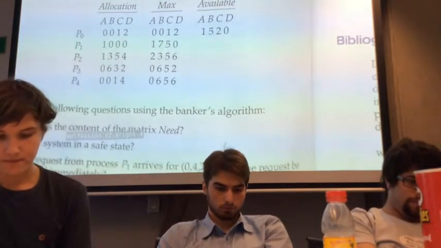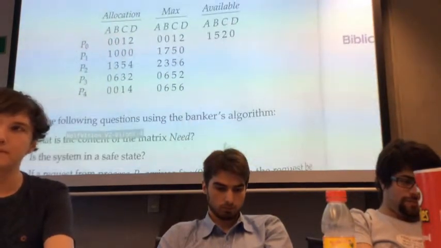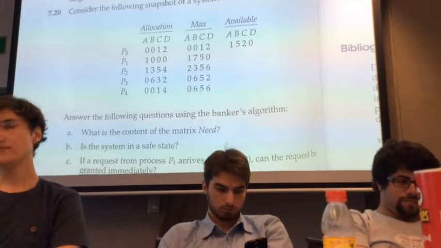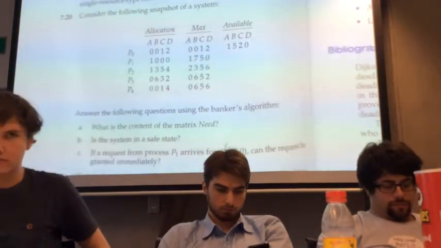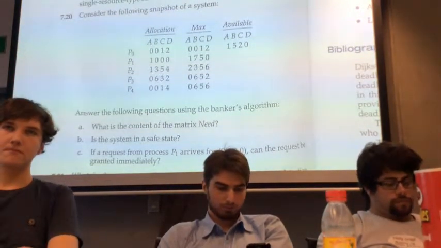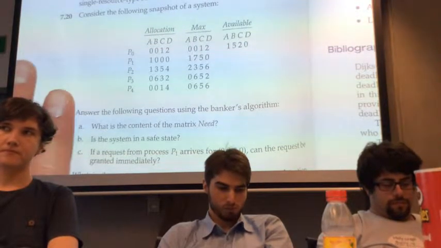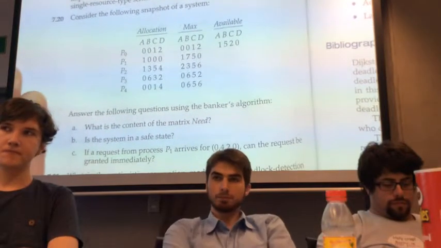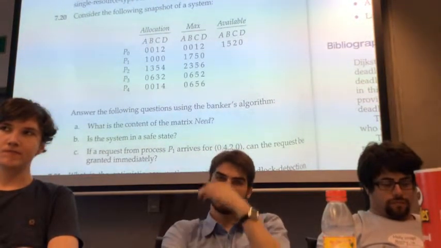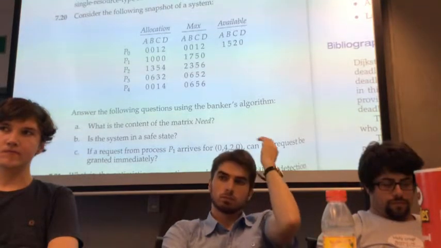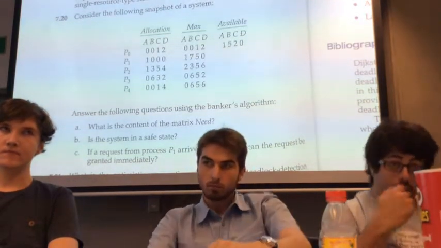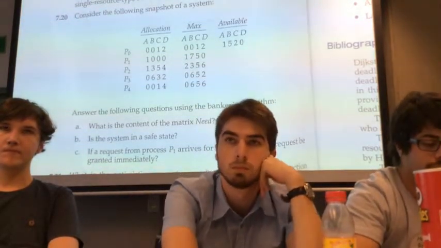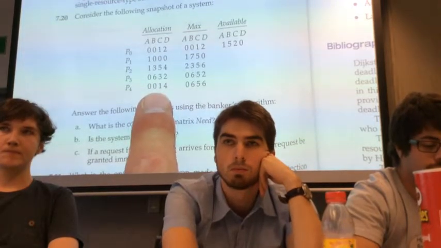720 is a Banker's algorithm. Consider the following snapshot of a system. So we've got the allocation matrix there on the left, the maximum requirements matrix there in the middle, and the available vector on the right-hand side. So, at some instant in time, resources have been allocated to processes in the way that's described by that matrix there on the left.